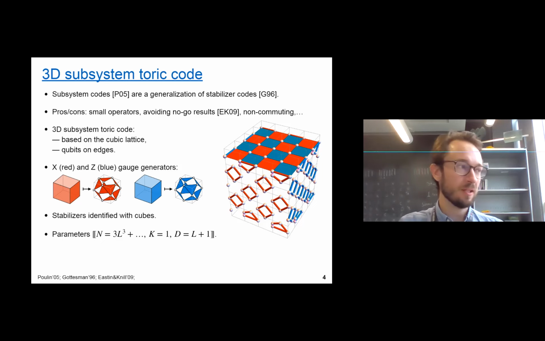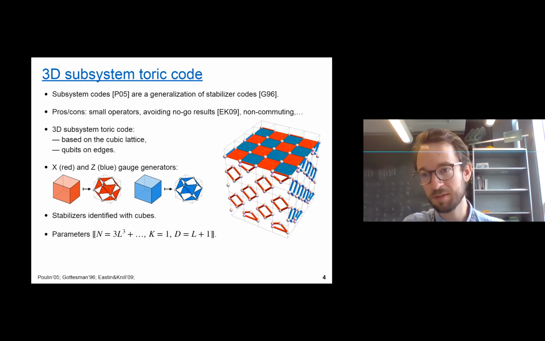Okay, cool. So this code I'm showing here, this picture, has the parameters we've written here. The bulk term is the important one. You just gain L cubed physical qubits for one logical qubit, and the distance is like L plus 1. In the subsystem codes, what I've written there is the dressed distance.